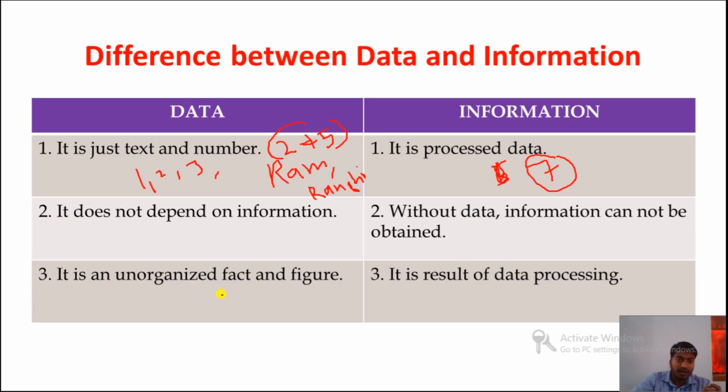Data is an unorganized fact and figure. Information is the result of data processing. Just now we have discussed the address of a particular person. The complete address we can say is a result of data processing, and all the data whatever we collect, we can say are facts and figures here.